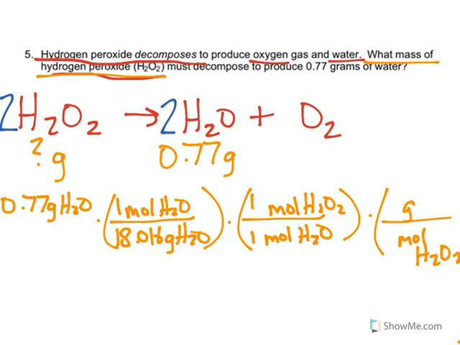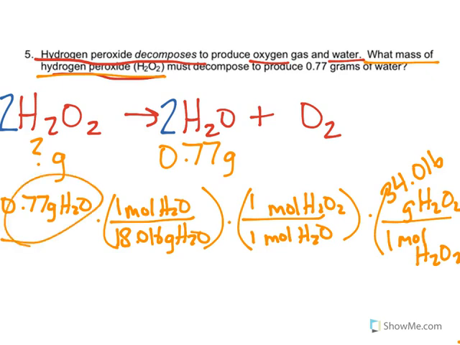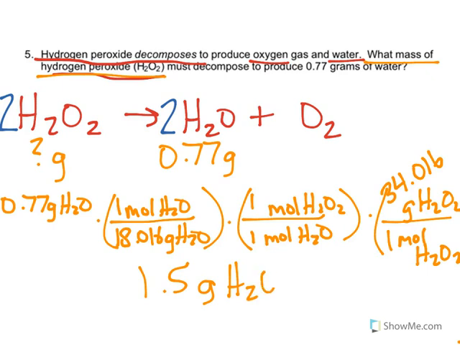I need grams of H2O2. Forgive me for running out of room again. 1 mole of this guy is 1.008 times 2 plus 16 times 2 is 34.016. Multiply across the top, divide across the bottom. Again, you only have 2 sig figs from the information provided in the prompt. So this should come out to be, rounded to 2 sig figs, 1.5 grams of H2O2.